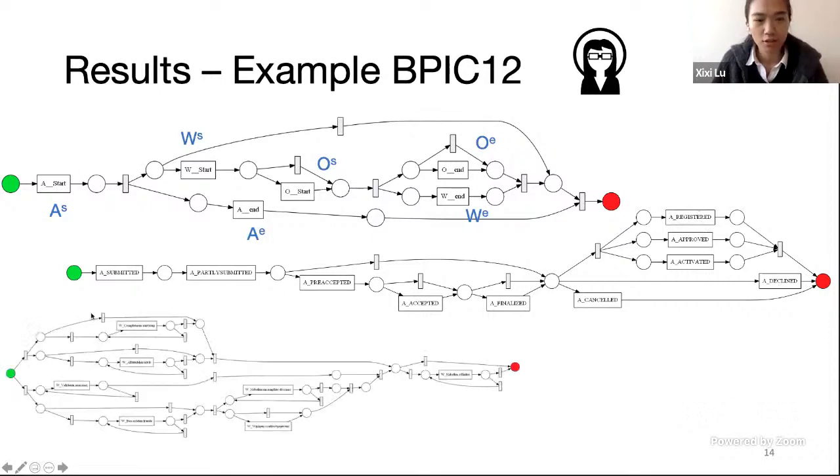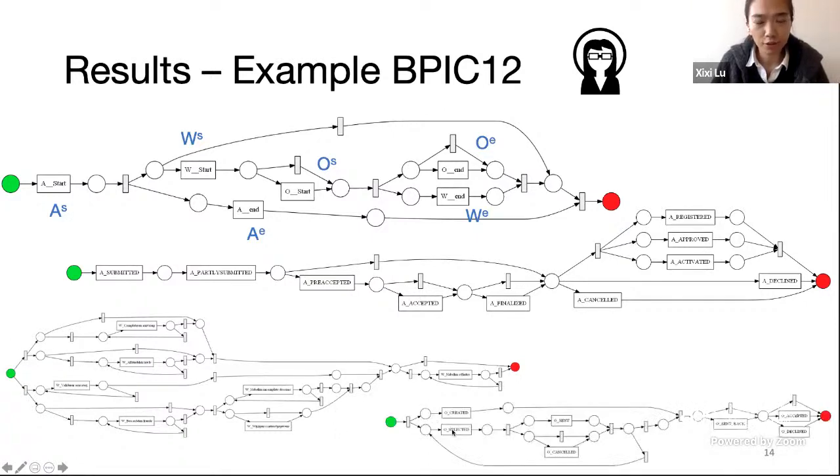canceled. But when you discover the subprocess model of the workflow subprocess, so W, you see then it's more concurrent, a bit more choices or parallel between activities. And for the offer subprocess, again, it's very structured.